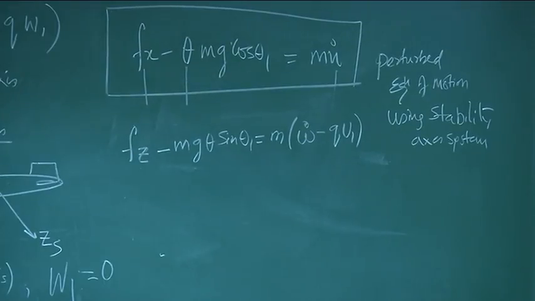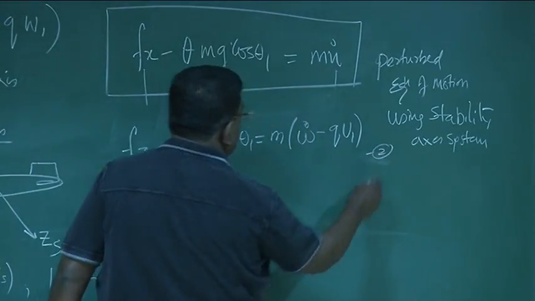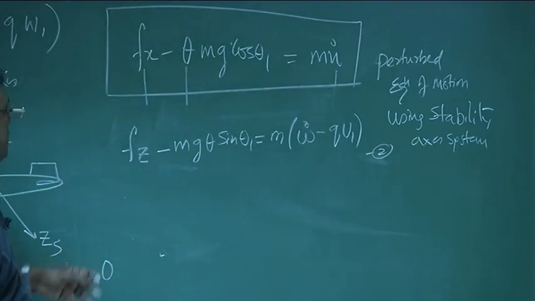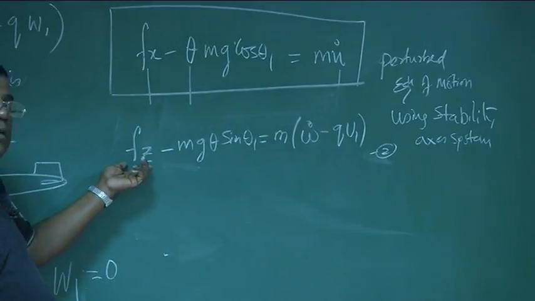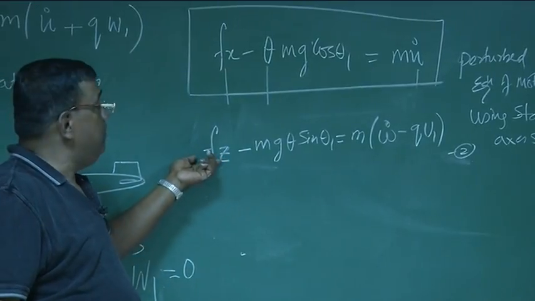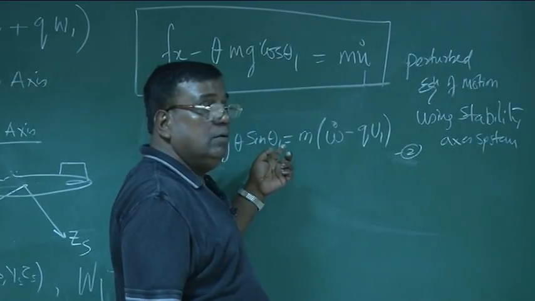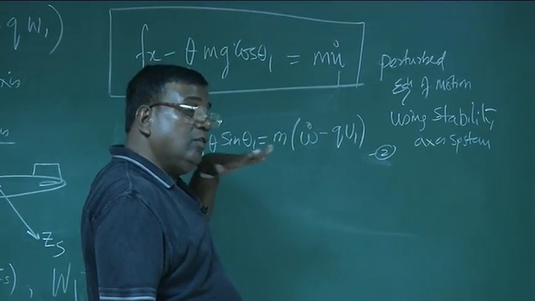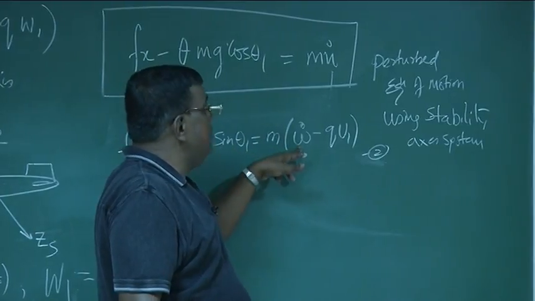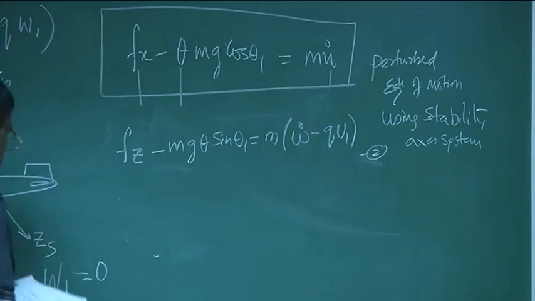So what we will get is Fz minus mg theta sin theta 1 equal to m(w dot minus q u1). So this is your second equation, and try to understand what this equation means. Fz means the perturbed aerodynamic force along the z direction, so body fixed direction. Theta is the perturbed quantity. Theta 1 is the steady state value of theta at equilibrium, and w dot is a perturbed acceleration, q is a perturbed quantity. Right.